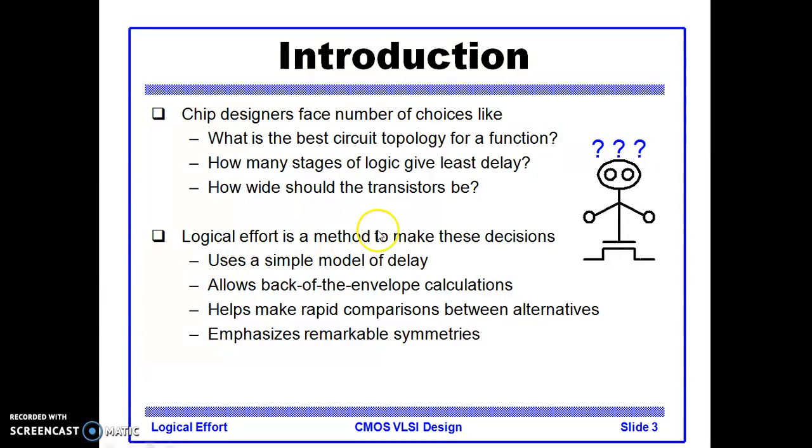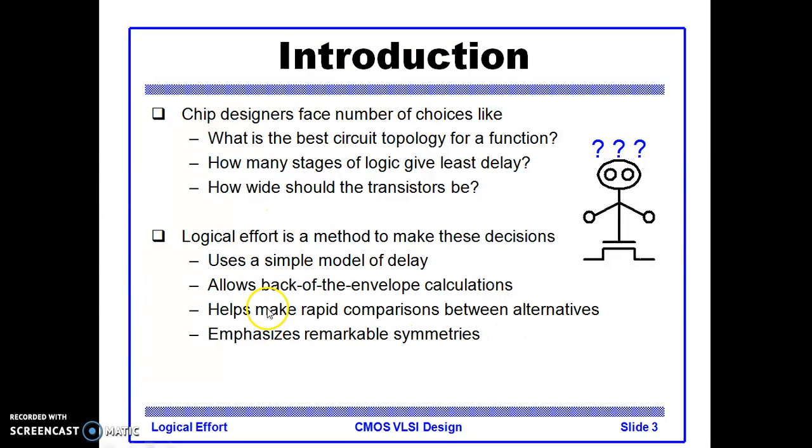So using this logical effort, we can make the decisions: which topology is best, how many stages are required, and what is the dimension of the transistors. Now this uses a simple model of delay and allows back of the envelope calculations. So once we know the expected values, then we can come back and see how we modify the dimensions. It helps make a rapid comparison between the alternatives.